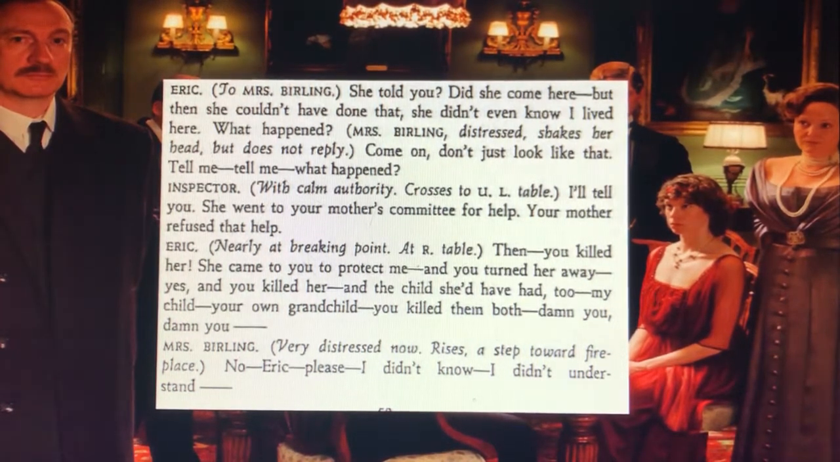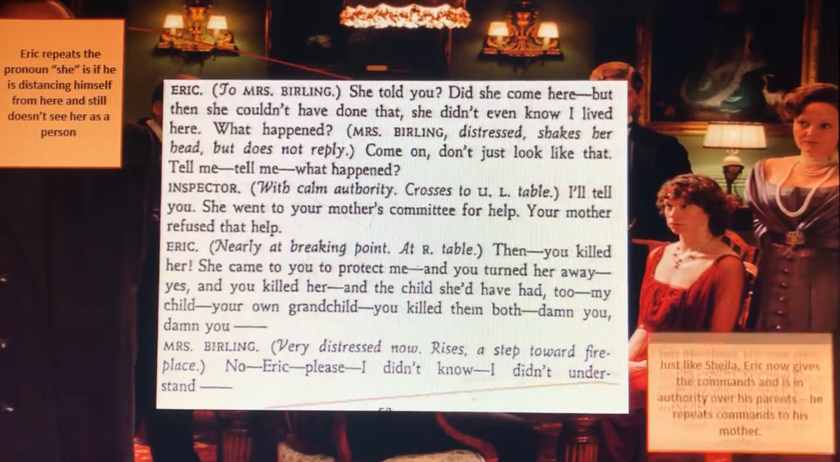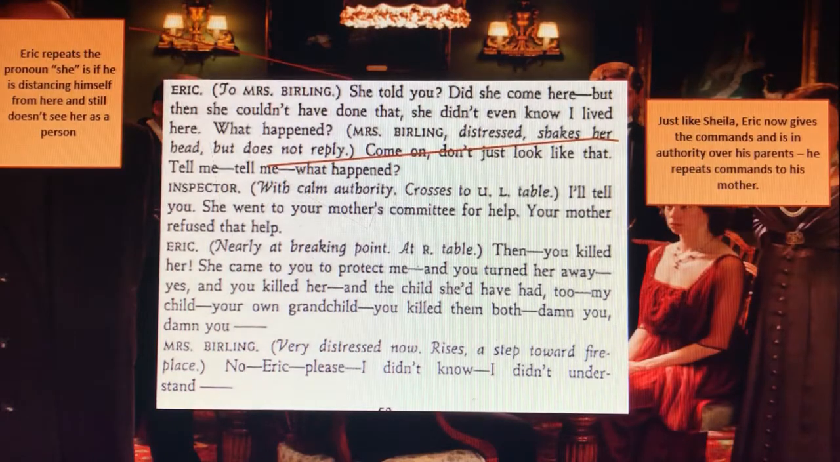Eric is clearly in control in this scene, while his mother is now losing that control to her children. Eric repeats the pronoun she, as if he's distancing himself from her, yet still doesn't see her as a person. He doesn't actually mention Eva's name. Just like Sheila, Eric now gives commands and is in authority over his parents. He repeats commands to his mother.